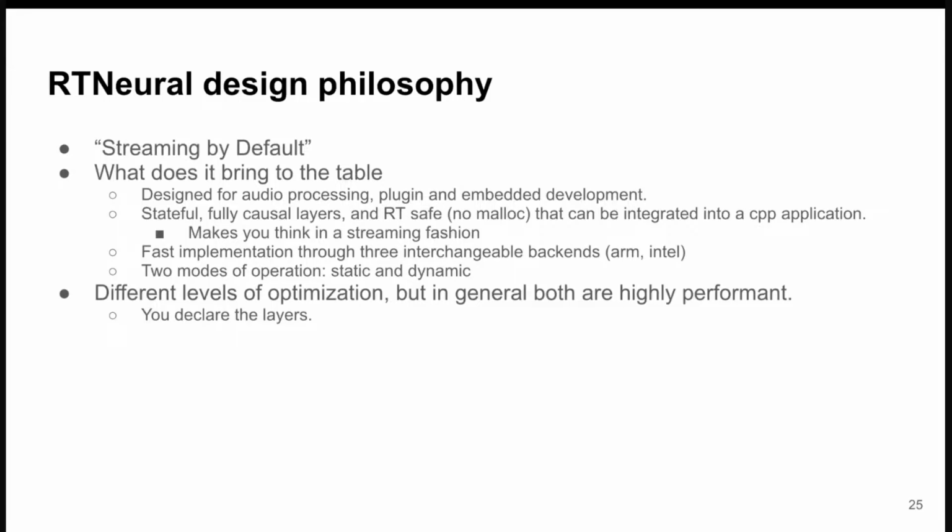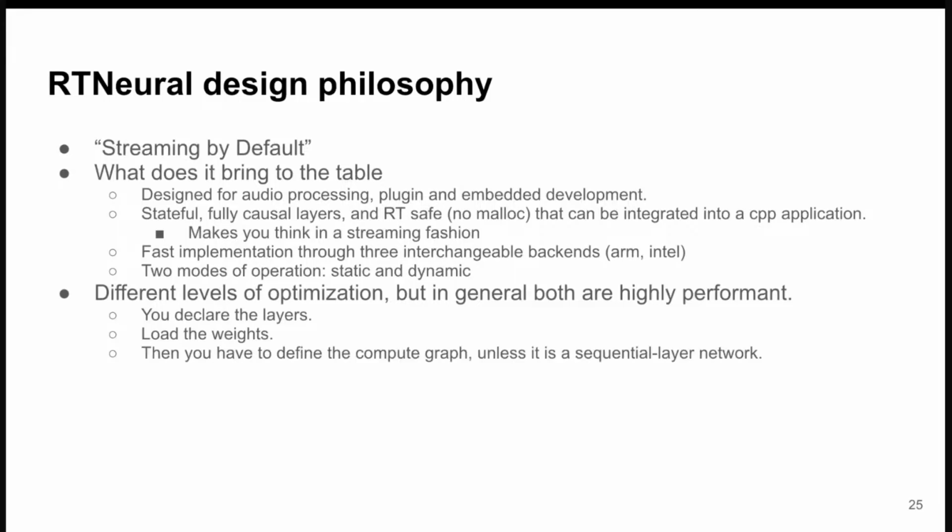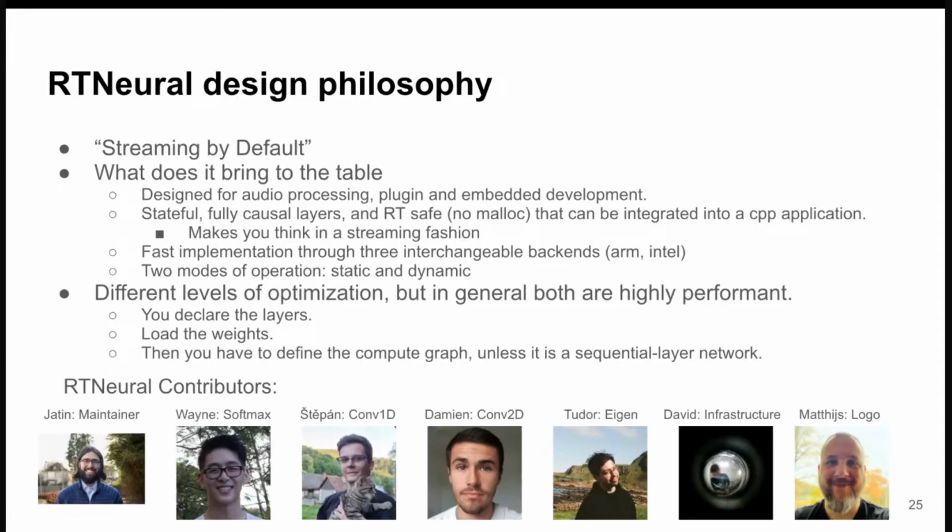So the general process is that you declare the layers that you're going to use, and then you load the weights from your trained model into those layers. And then you have to define the compute graph in some way. If you have a sequential model where it's just one layer after the other, then we have some utilities in the library that make that a lot easier. If you have a more complicated architecture, then you have to define a few more things for yourself, but it can work really well.